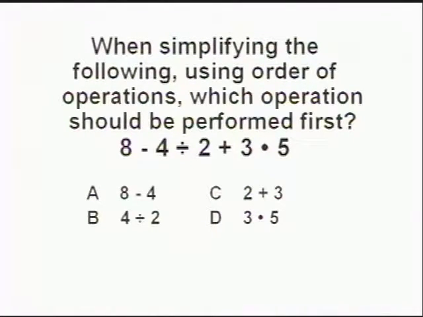Clearly, the correct answer is B. But an extremely large number of students in Virginia who were presented with this item selected answer D. Clearly, they don't have the order of operations sealed firmly in their minds.